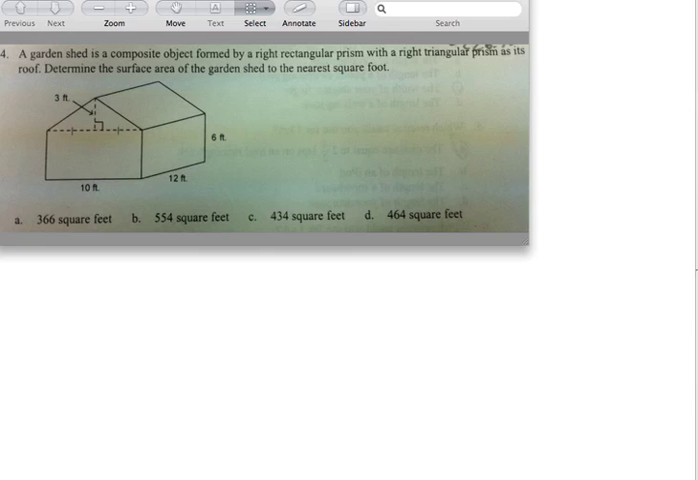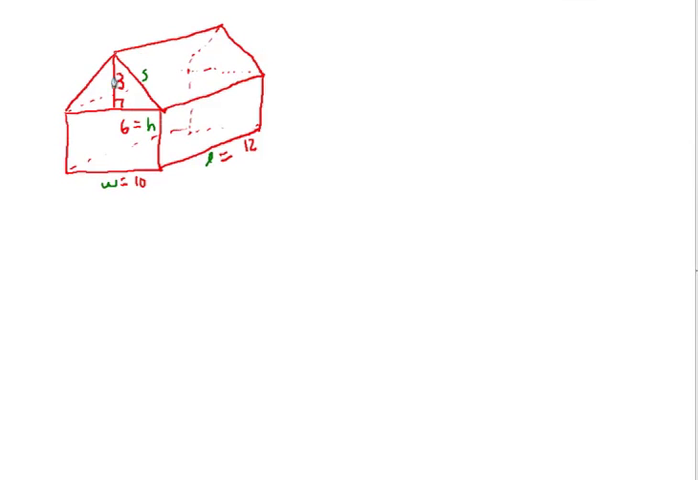So what I did on the side is I redrew this object, and s is for the slant length. The height, which was given, is equal to 6. The width of this is equal to 10. The length of which is equal to 12. So the first step is I'm going to write the formula for the overall equation.